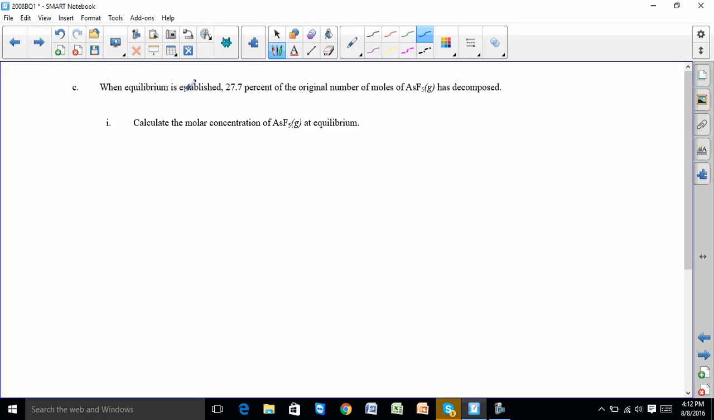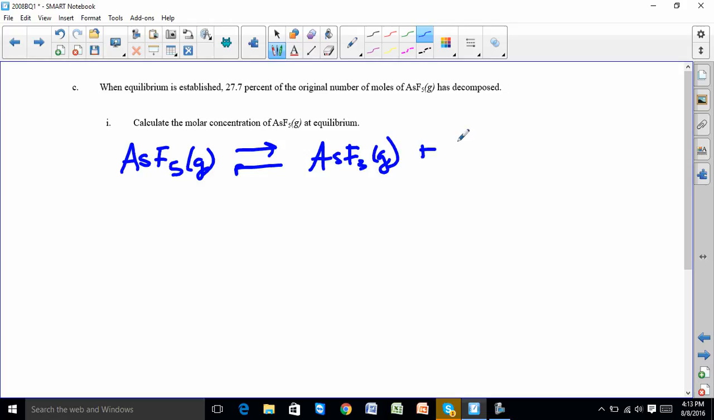Okay, when equilibrium is established, 27.7% of the original number of moles of AsF5 have decomposed. Calculate this at equilibrium. Okay, so interesting, sometimes I think really smart kids just memorize an approach. If you understand percents, it shouldn't be too bad.